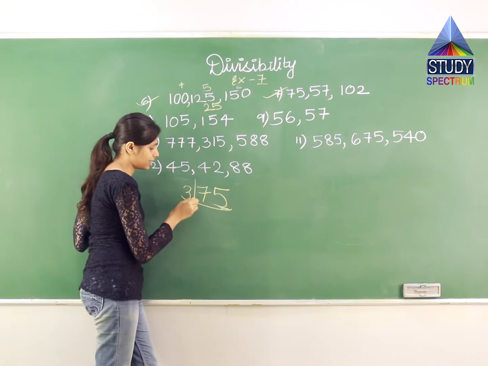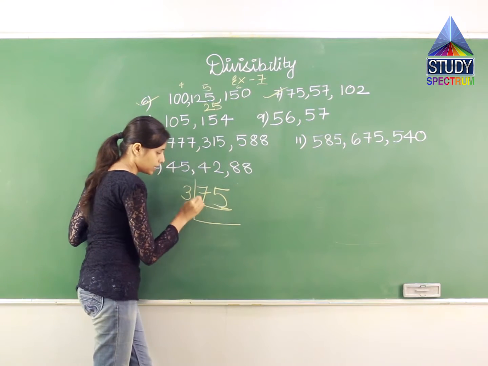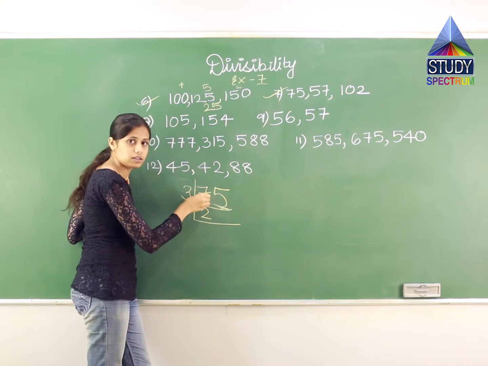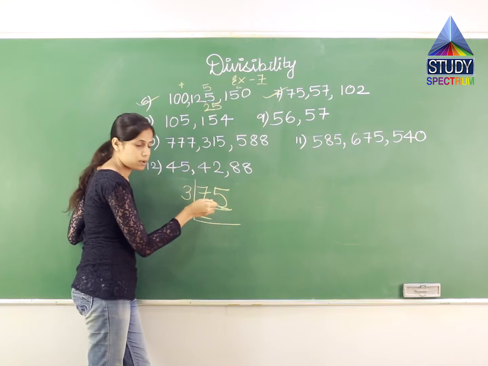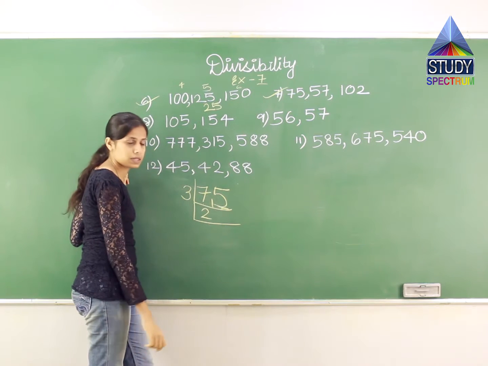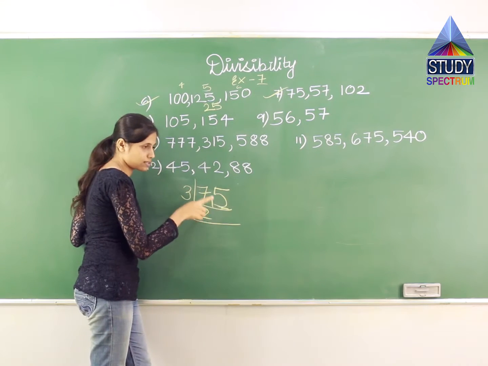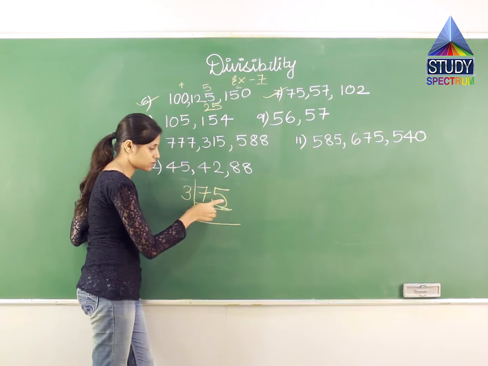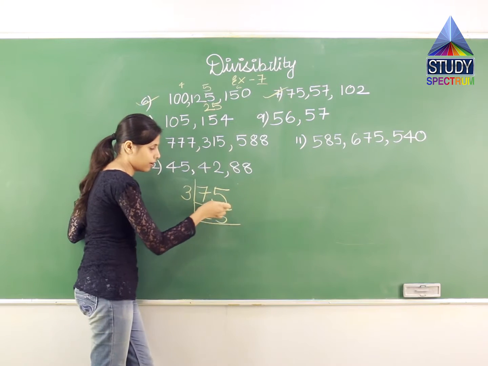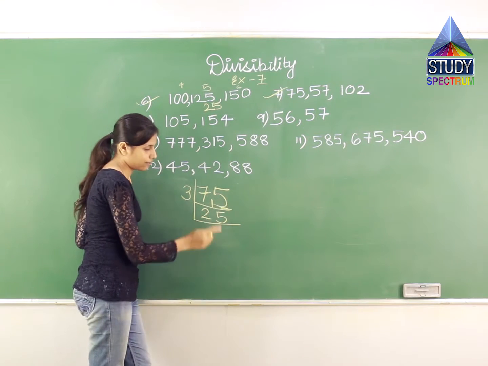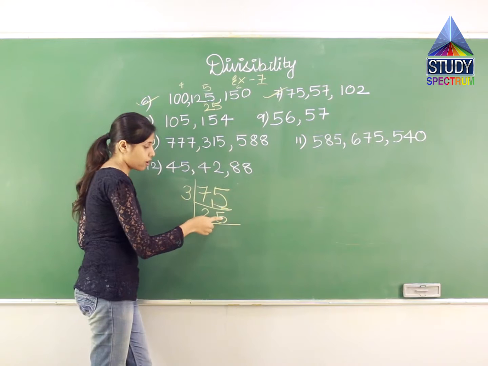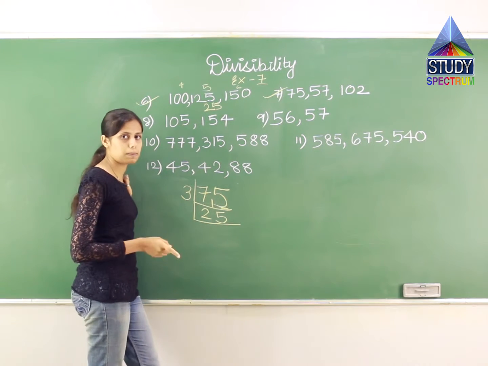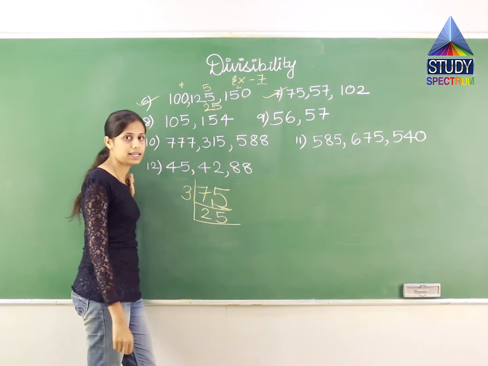So let us divide 75 by 3. 3 ones are 3, 3 twos are 6, right? But over here I have 7. So 7 minus 6 gives me how much? Gives me 1. So 1 over here. 3 ones are 3, 3 twos are 6, 3 threes are 9, 3 fours are 12, 3 fives are 15. And that is what I require. So 3 fives are 15. Now I have 25 over here. 25. 5 plus 2 gives me how much? 6, 7. And 7 is not divisible by 3. So I cannot divide 25 by 3.